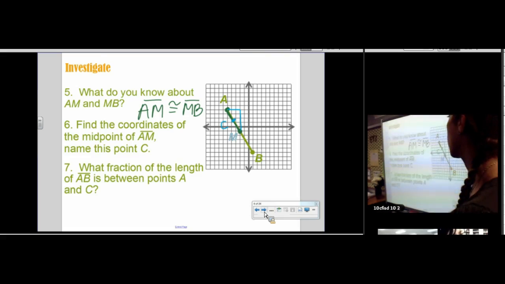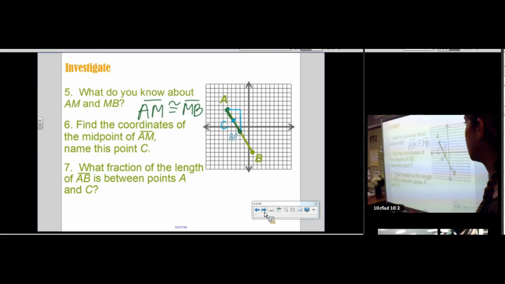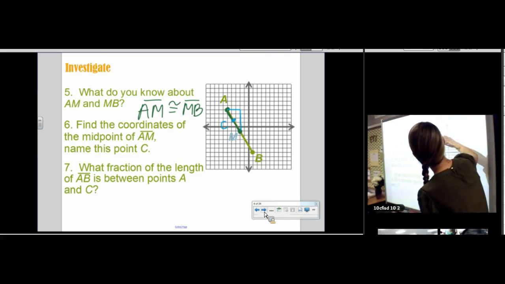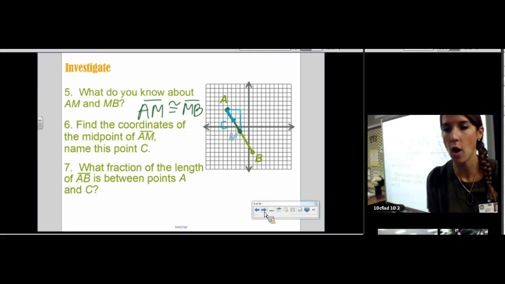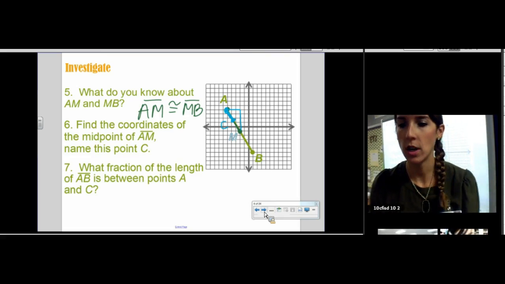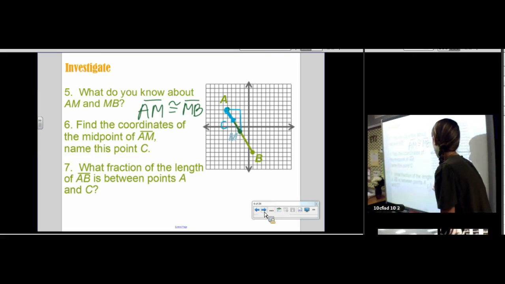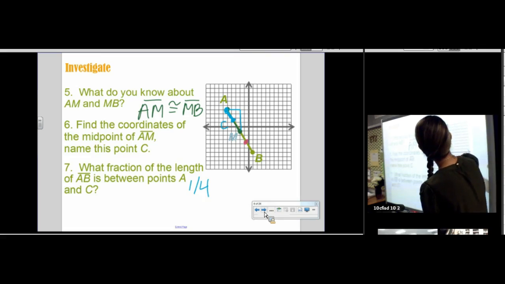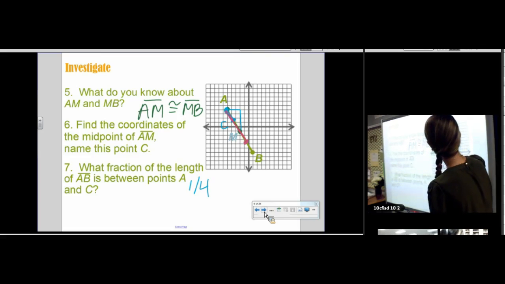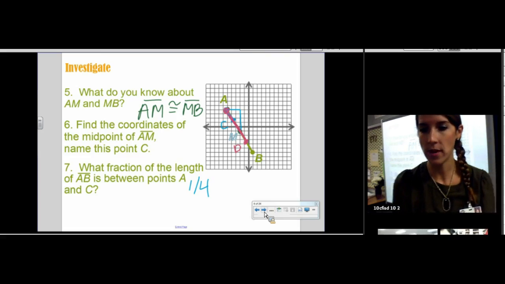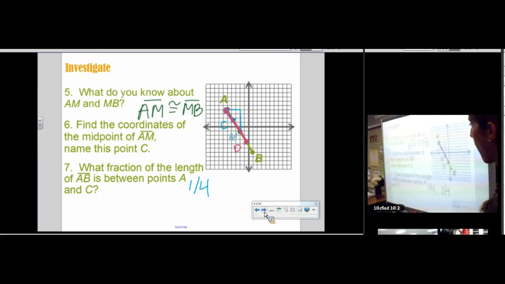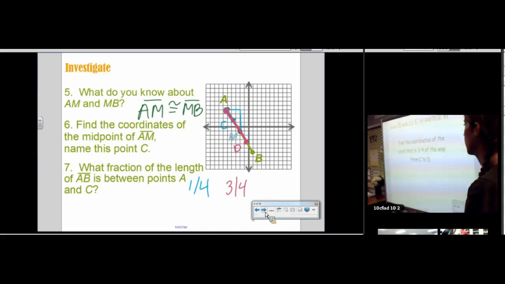What fraction of the length of AB is between points A and C? So it's asking what fraction of the whole thing is between points A and C. What would you call it? Good. That's 1/4. What if I found the midpoint here? What fraction of the length is AD? If I put a midpoint there, good, it would be 3/4. So this is called fractional distance or fractional length.